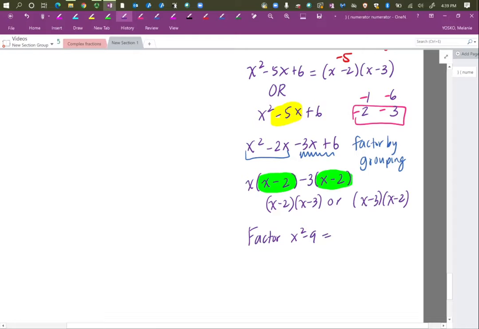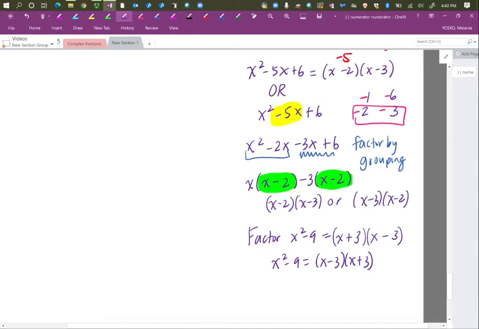Is there something I can square to get x squared? Yes, I can square an x. Is there something I can square to get 9? Yeah, 3 squared is 9. I'm going to put a 3 in the front, a 3 in the back. You put a plus in one and a minus in the other. Again, if I write them in the other order, x minus 3 times x plus 3, I do get the same thing.